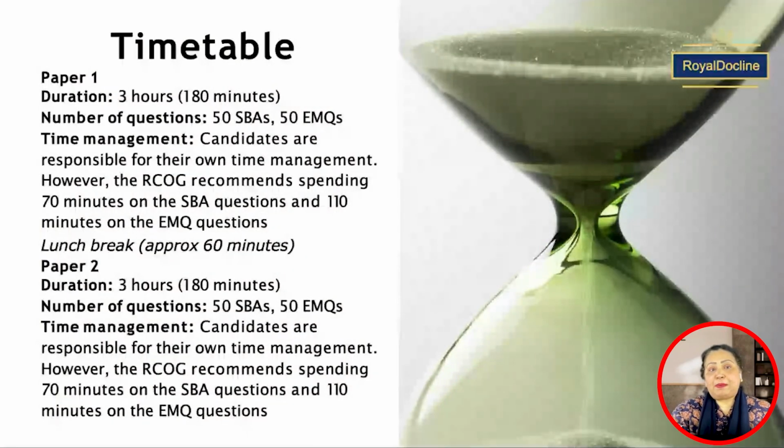Timetable. The paper 1 duration is 3 hours, which is 180 minutes, and the number of questions will be 50 SBAs and 50 EMQs. Time management depends upon yourself; this is your own way to manage. However, the RCOG recommends that you should spend 70 minutes on the SBAs and 110 minutes on the EMQ questions. Then there will be a lunch break of about 60 minutes, and paper 2 will have the same format. So you are the one to manage your exam and your time.